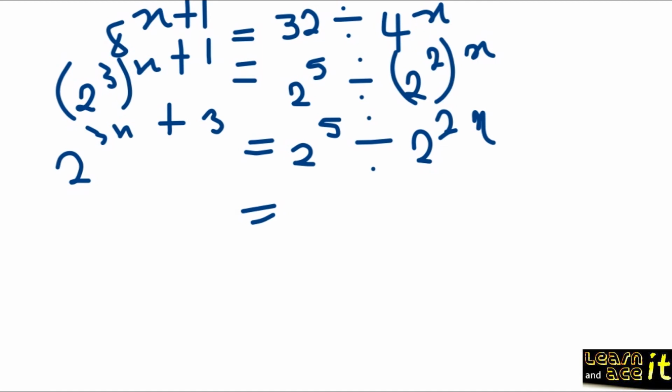So from here our bases are the same, but just before we can equate our exponents, we need to solve something on the right hand side, because if you can check very clearly here, we have a division sign. So according to the first rule that we learned on the first lesson, it said that whenever you divide powers of the same base, you subtract the exponents. Alright, so that will be 2 to the power of 5 minus 2x.